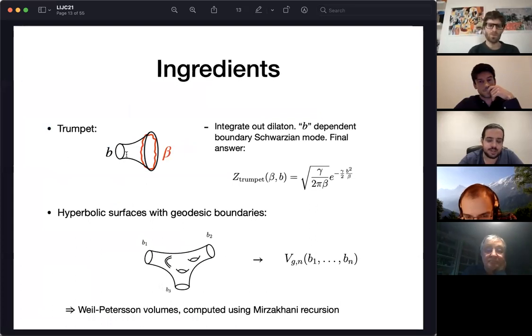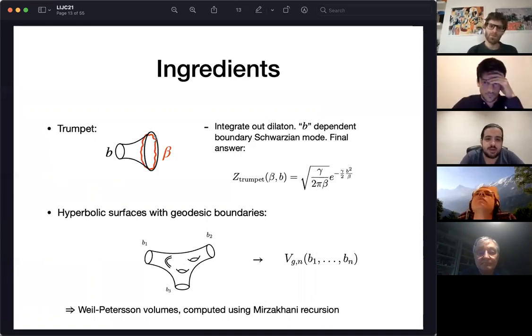So the ingredients are the path integrals in these trumpets and surfaces with geodesic boundaries. You can do the path integral in these trumpets in the same way as we did for the disk. But now this Schwarzian mode lives in the boundary, so that's this red line here. This theory will depend on b, where b is the length of this geodesic boundary. So you can exactly solve it in the same way as we did for the disk. And this is the answer.